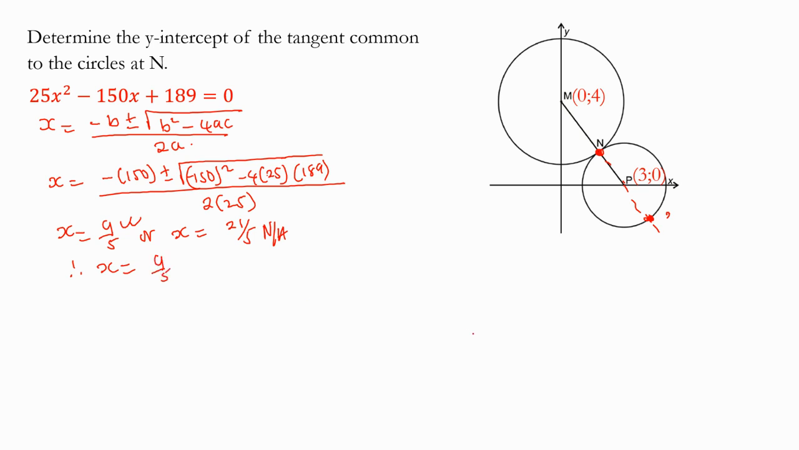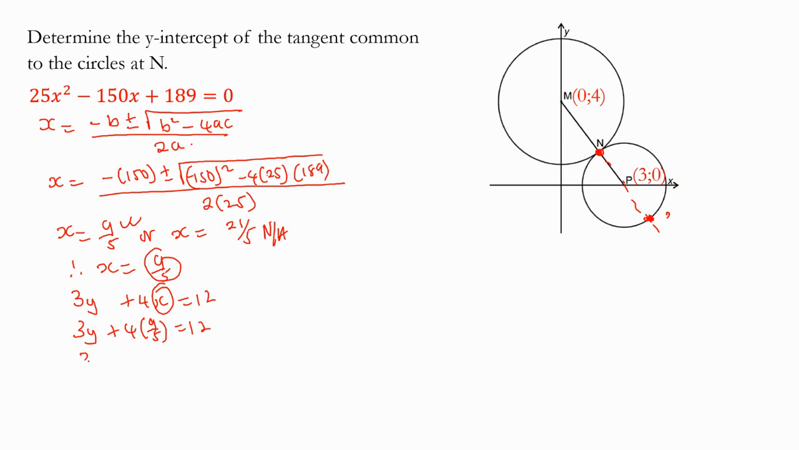Right, and then what we do to get our y coordinate of N, we can use the equation of what? The equation of MP. Do you remember the equation of MP? It is 3y plus 4x is equal to 12. Yeah, that's the equation of MP. So where there's x, we put what? We put 9 over 5. So it's going to be 3y plus 4 times 9 over 5 is equal to 12.